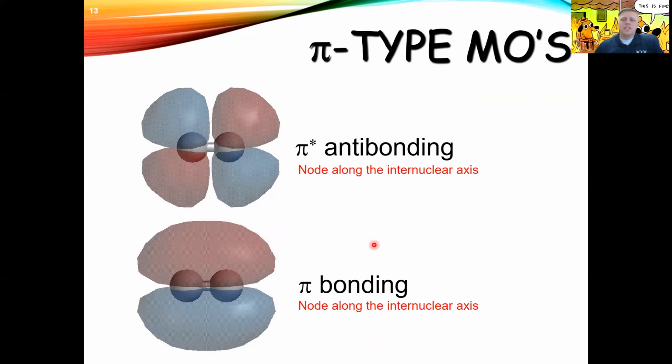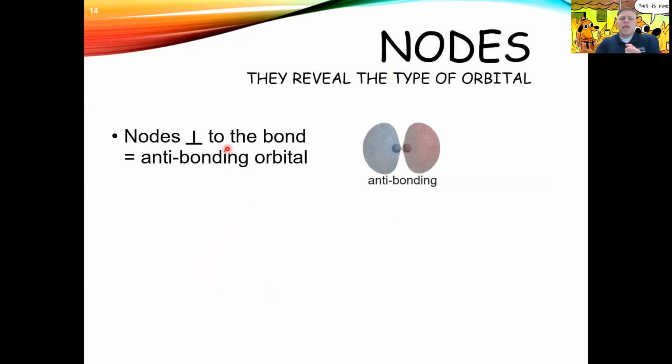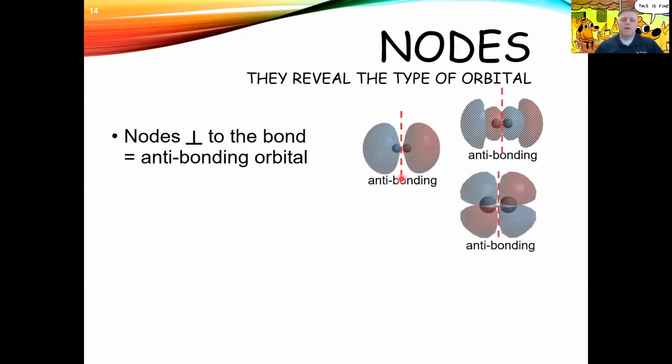The big difference is in anti-bonding, you get a node that's also perpendicular to the nuclei. So this symbol right here means that you have a line and then another line drawn through it. That means perpendicular. So this line right here is perpendicular to the node running through the nuclei. So all anti-bonding orbitals have this perpendicular node that goes in between the two atoms, the two nuclei. So this is true for sigma anti-bonding orbitals and for pi anti-bonding orbitals.